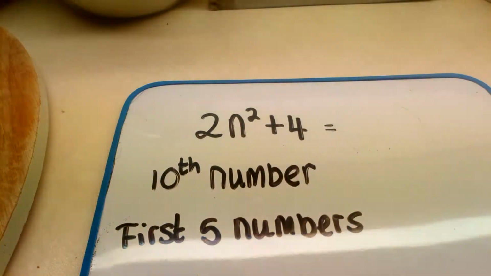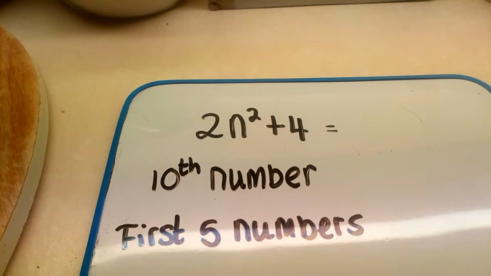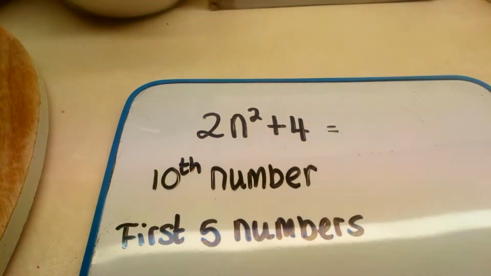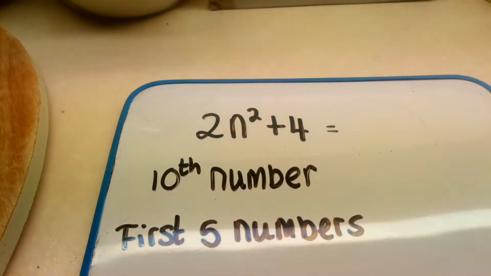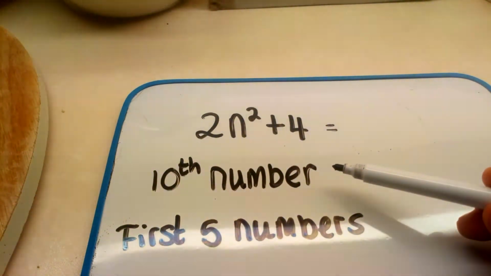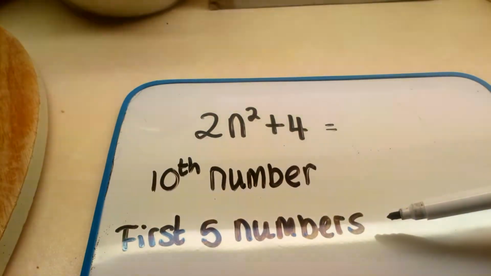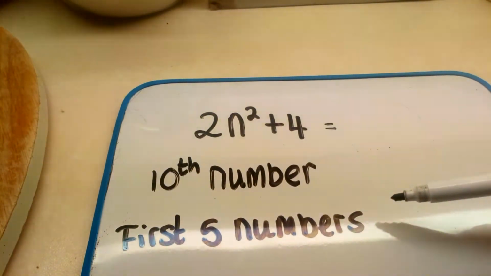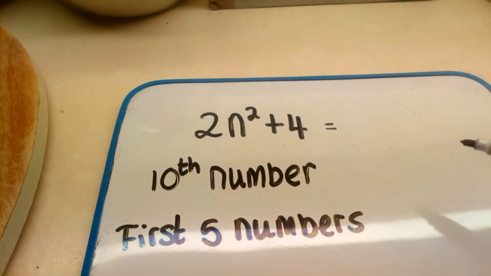Okay, so we've looked at how to work out the nth term for sequences. What happens if you're given the nth term as part of the question? There are two types of question you can be asked. You can either be asked what would be the 10th number in this sequence, or list the first 5 or 10 numbers in this sequence.